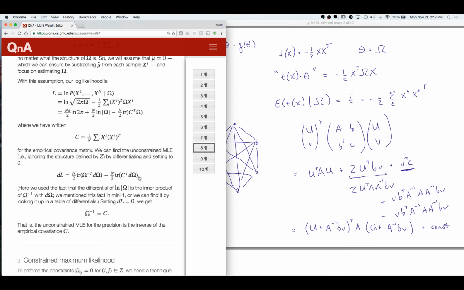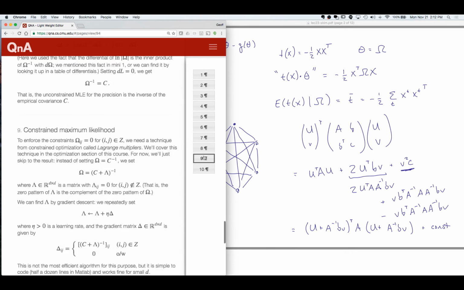So if we set d omega to 0, that means that its coefficient has to be 0. And its coefficient is omega inverse minus C. So that just says that omega inverse is C, which is maybe not surprising. It says that the best unconstrained estimate for the precision is just the inverse of the empirical covariance matrix. All right, so that's without constraints.